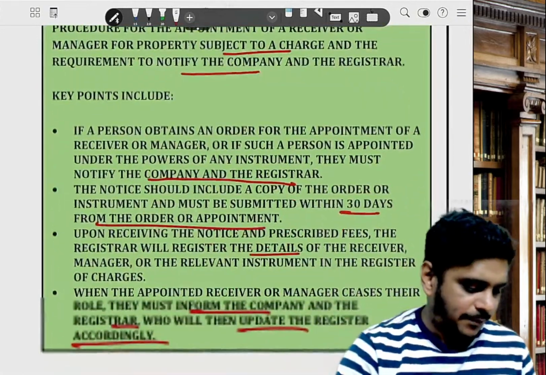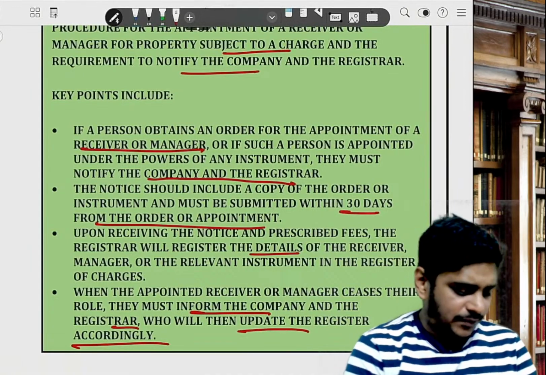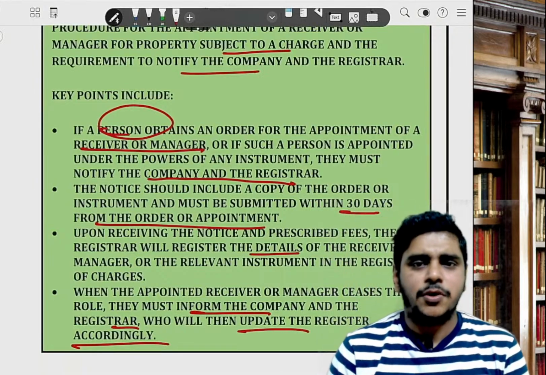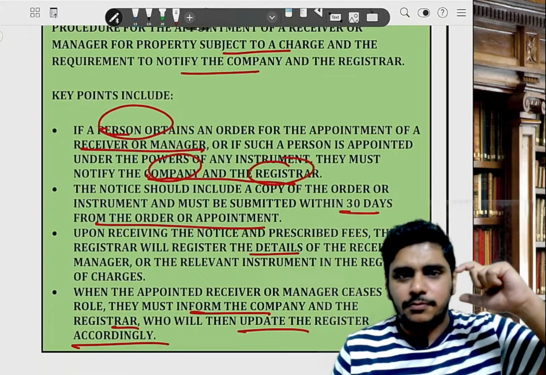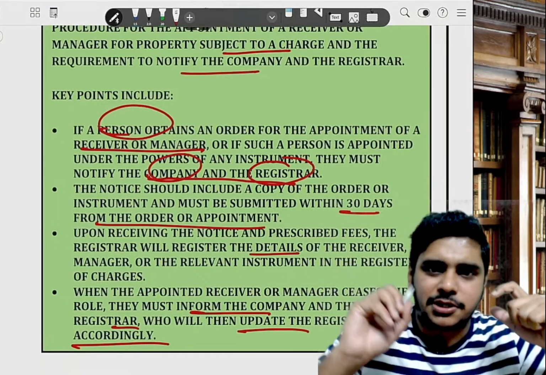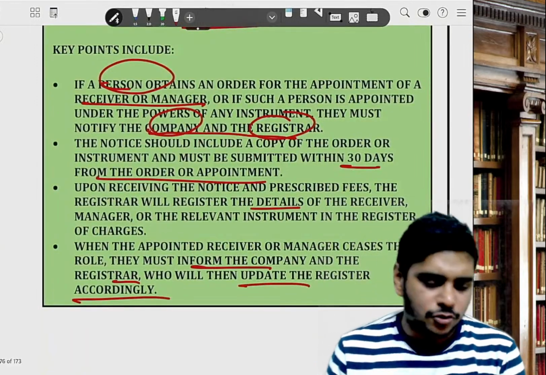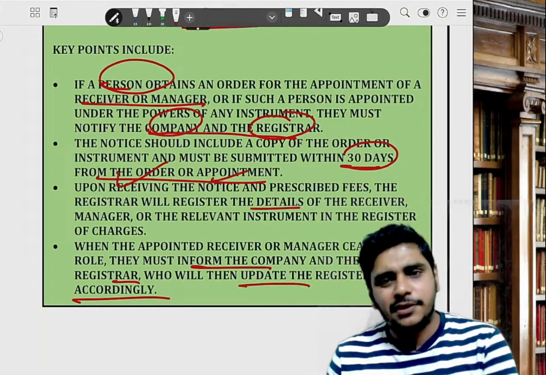Now it says, if a person obtains an order for the appointment of a receiver or manager, it is basically the charge holder. The charge holder obtains the appointment order for a receiver or manager, or if such person is appointed, they will notify the company and ROC. So the bank will inform the company and ROC, okay, boss, receiver is appointed. This notice should include a copy of the order or instrument and must be submitted within 30 days from the date of order or appointment. So you inform the ROC within 30 days.